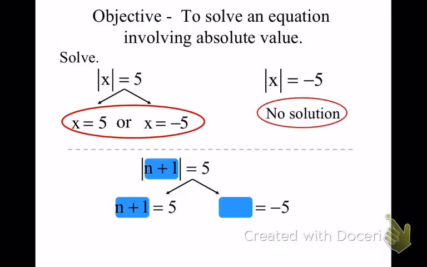So, Liam, what do I need to do to solve this using inverse operations? Subtract 1 from both sides of the equation, and then I'm left with n equals 4. And keep going for the next one. What am I going to do, Liam? Subtract 1. And what am I left with? n equals negative 6. Good.